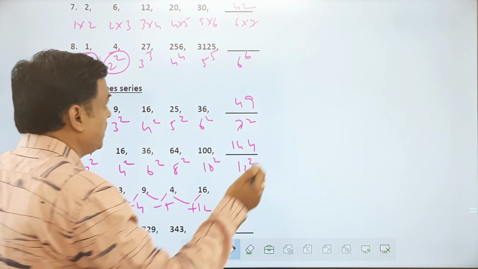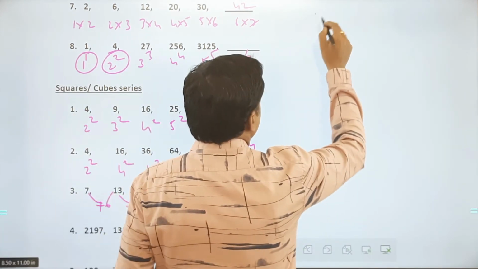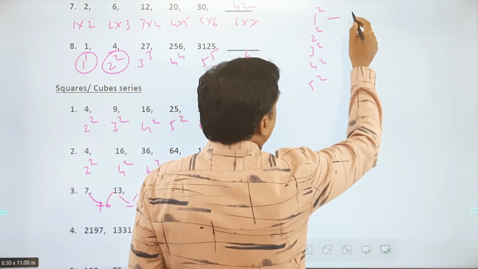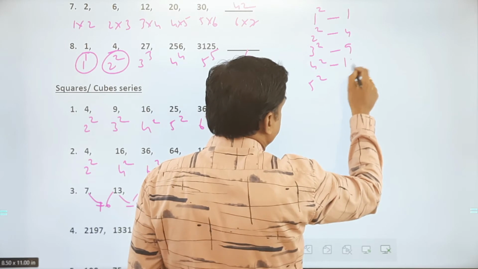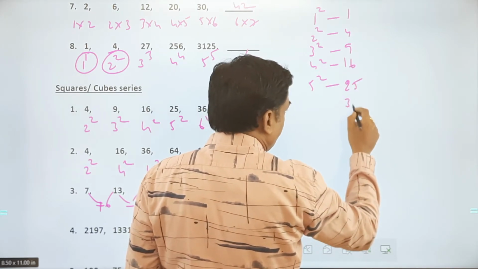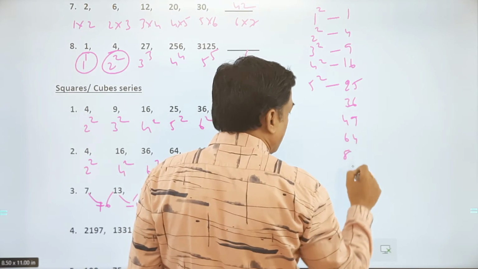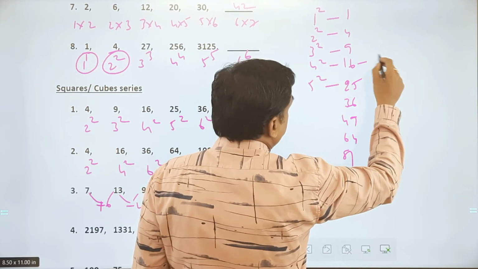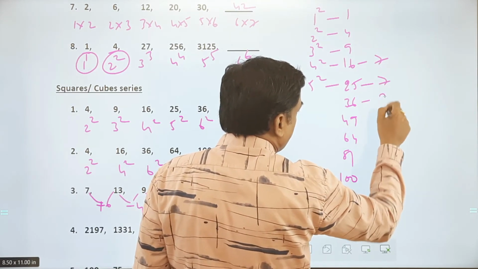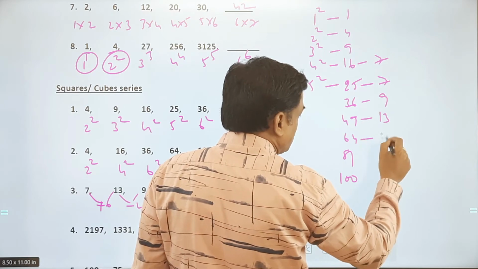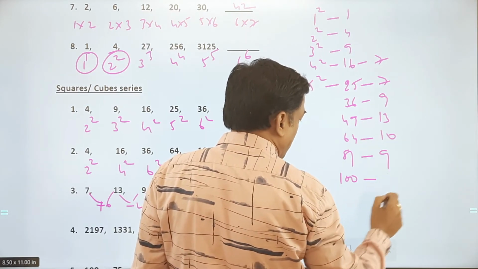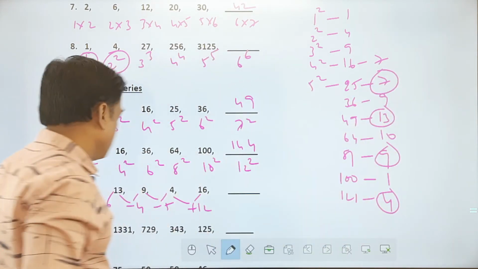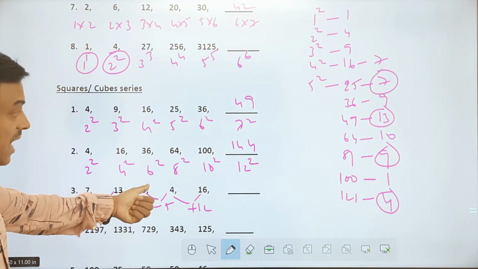But if you look at it, the series, we are talking about squares and cubes. So let me check here: 1 square, 2 square, 3 square, 4 square, 5 square, which I know are 1, 4, 9, 16, 25. The next ones would be 36, 49, 64, 81, and the next one is 100, and so on. So this is 7, this is 7, this is 9, this is 13, this is going to be 10, this is going to be 9, this is going to be 1, 121 is going to be 4. So if I take the alternate numbers, I get the series. See here, 7, 13, 9 and 4.